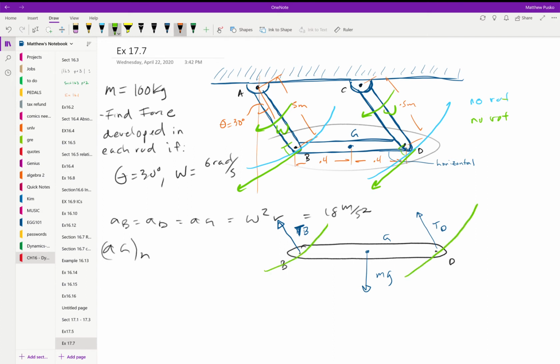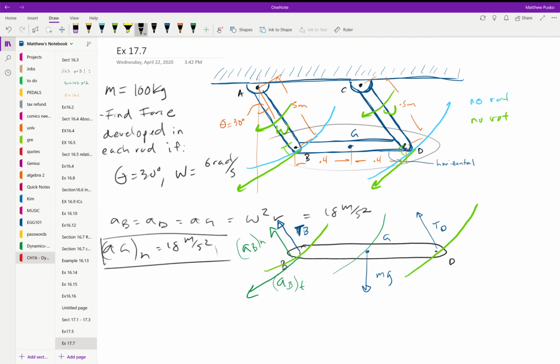Then we can draw the components of the acceleration. We have an acceleration of B in the tangential direction, which is going to be the same as G, which is going to be the same as D. And we have an acceleration of B in the normal direction. We just found the acceleration of G in the normal direction, and that is 18 meters per second squared. So hold on to that.